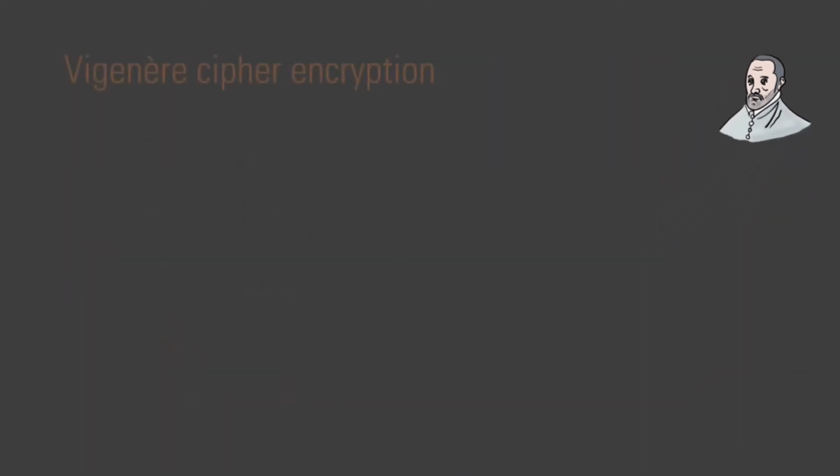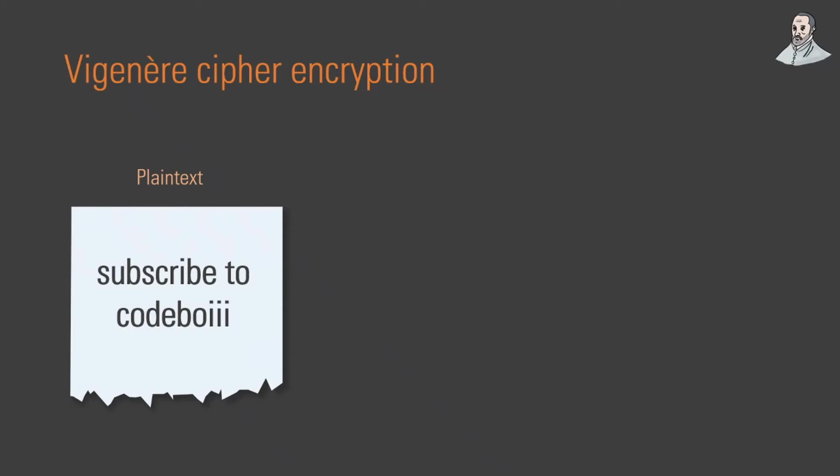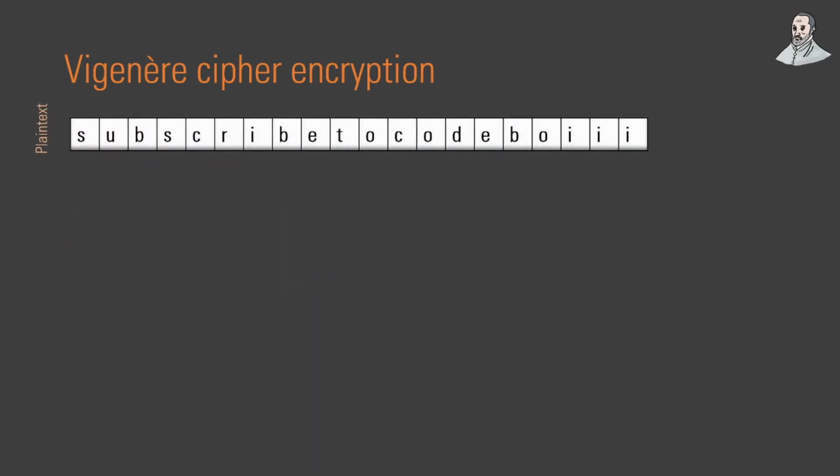As always, we need an example plain text to encrypt. So let's take subscribe to code boy. Our first step is then to delete all the spaces, because otherwise they would reveal some information about the structure of our text. Next, we need a key.